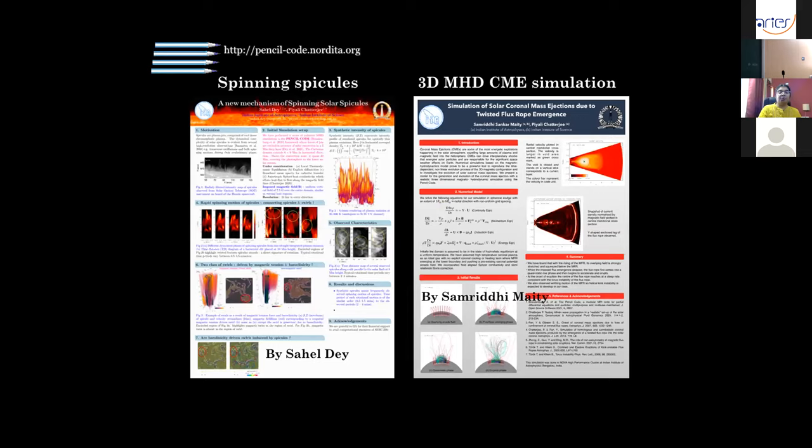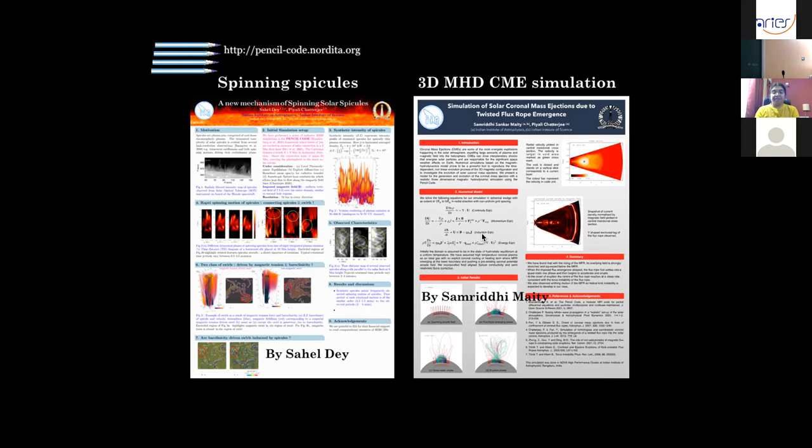But if you want more information, I would invite you to look at this poster by Shohil on spinning spicules. And I think he'll be available on Slack. And we have used the Pencil Code for these solar atmosphere simulations. And my student Shomridhi Maithi has been doing some 3D MHD CME simulations using this same code. So I invite all of you to please have a look at their posters as well.